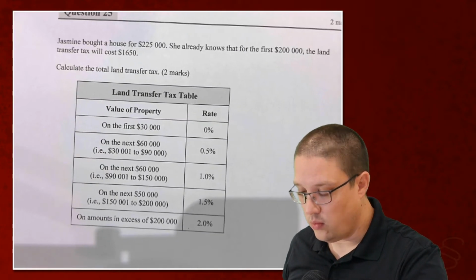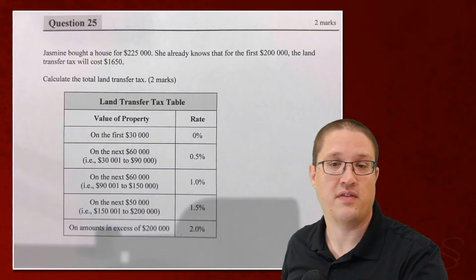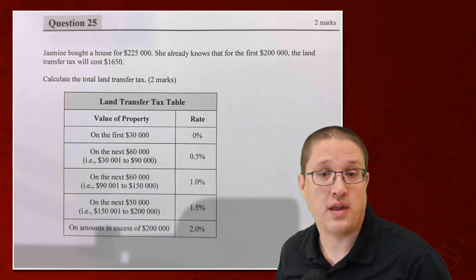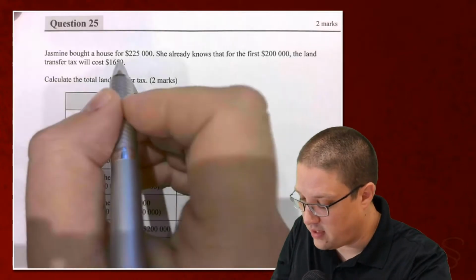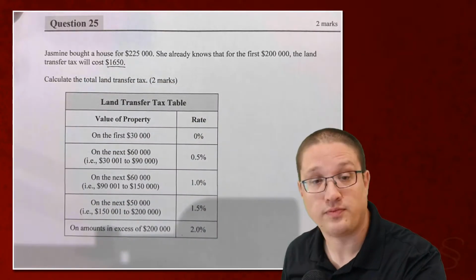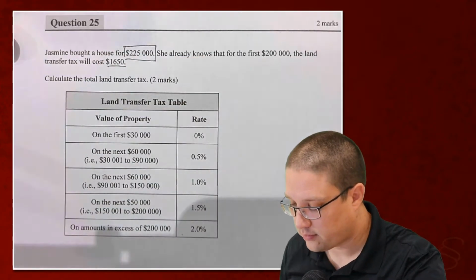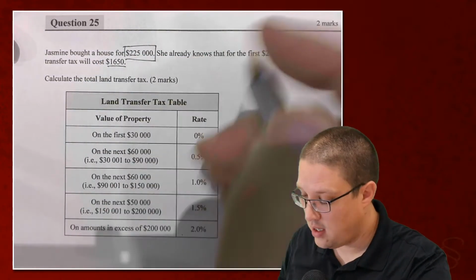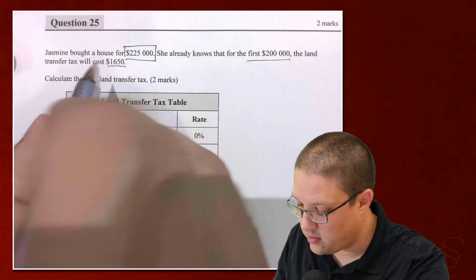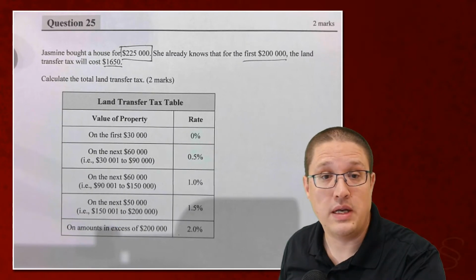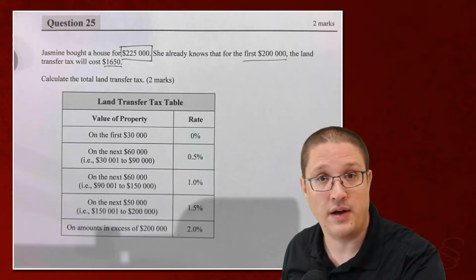So here we go. Jasmine bought a house for $225,000. She knows that for the first $200,000, the land transfer tax will cost $1,650. Okay, we have a house price here, $225,000. Let's read through our chart carefully here to find out what that means.